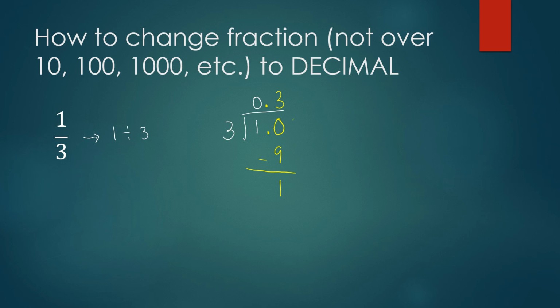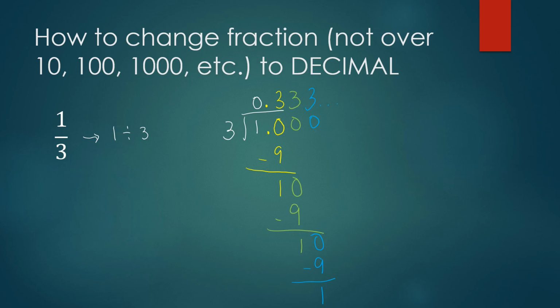Then we again put more zeros and bring it down. 10 divided by 3 is 3. 3 times 3 is 9. So you see that even if we add more zeros here, it just keeps on repeating. 3 times 3 is 9. So this means that the answer will keep on repeating. You will have 0.33333 and so on. So we can put these 3 dots to show that the answer keeps on repeating.